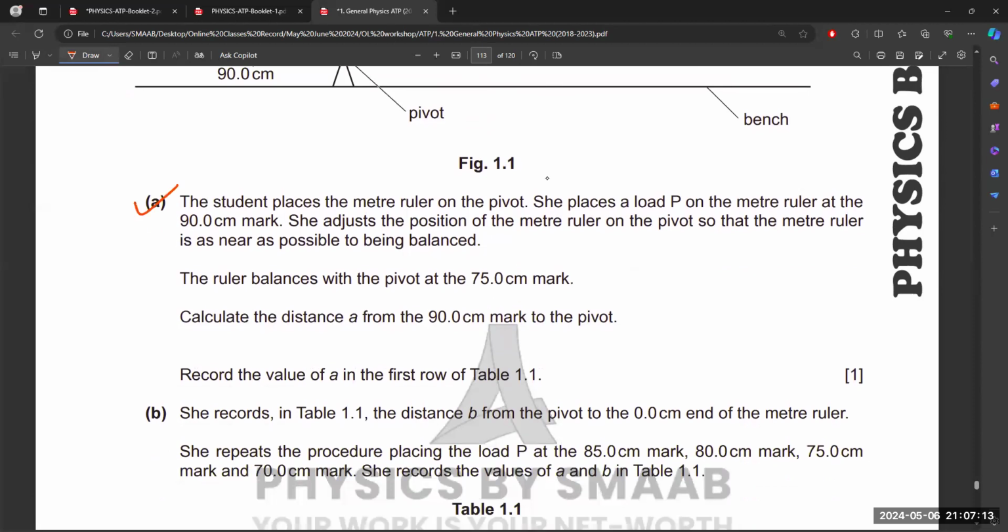The student places the meter ruler on the pivot, and she places a load P on the meter ruler at the 90 centimeter mark. She adjusts the position of the meter ruler on the pivot so that the meter ruler is as near as possible to being balanced. So the meter ruler is very close to the balance point, or in equilibrium. After that, the ruler balances with the pivot at the 75 centimeter mark.